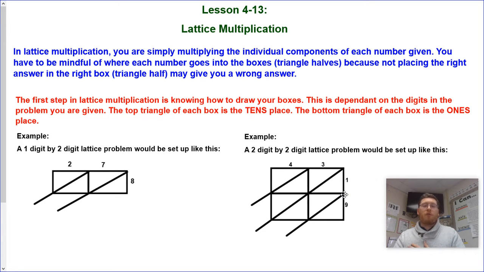Then, starting from the top right of each box, go down to the bottom left and draw lines out. Okay, and see how this one actually goes from top right, bottom left, top right, bottom left, and it goes out. That's what you do. And again, 4 times 1 would go right here. I don't have anything in my tens place, so I put a 0 in my tens place and a 4 in my ones. And I go through step by step and fill in my boxes. And I'm going to show you a problem here in a second.